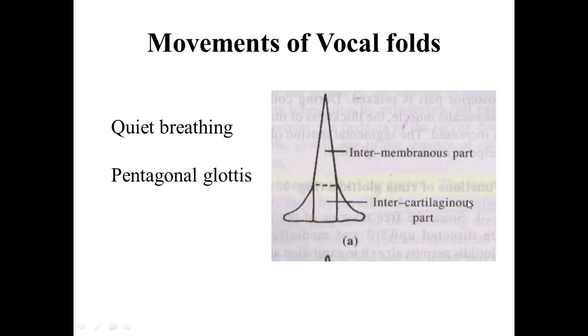Then in quiet breathing, the intermembranous part becomes triangular while the intercartilaginous part becomes rectangular. So the shape of the glottis becomes pentagonal. In full inspiration, it becomes diamond shaped. In quiet breathing, it is pentagonal.